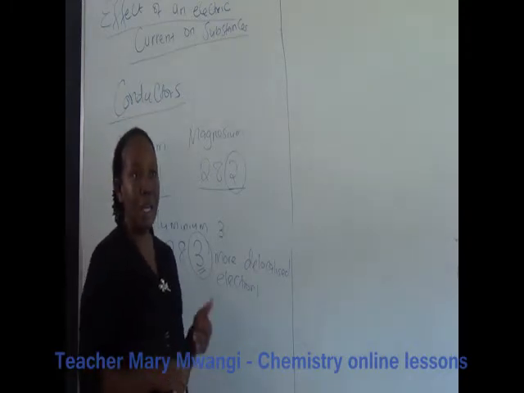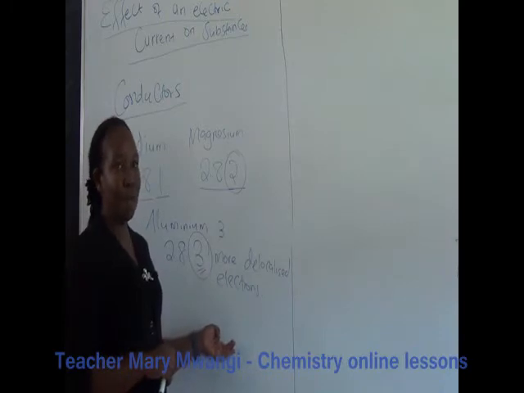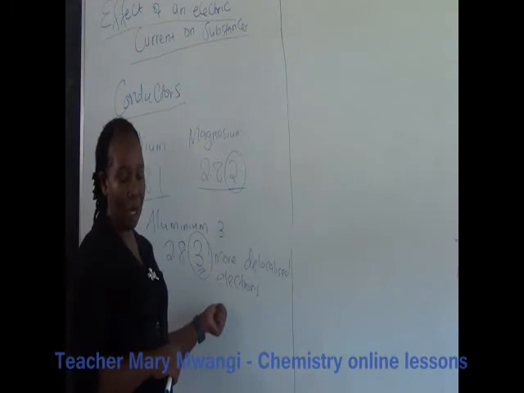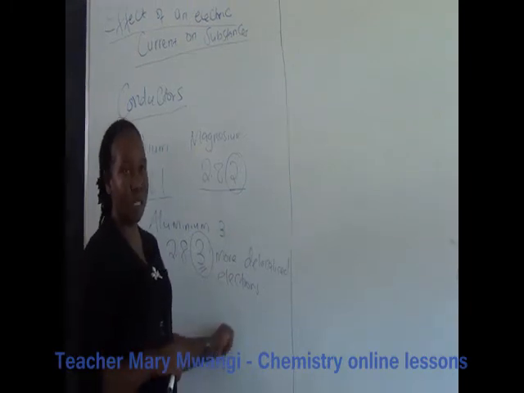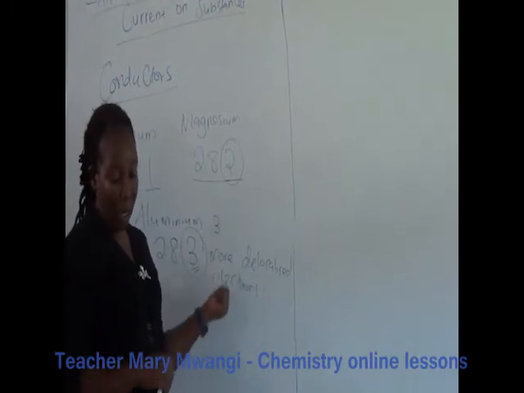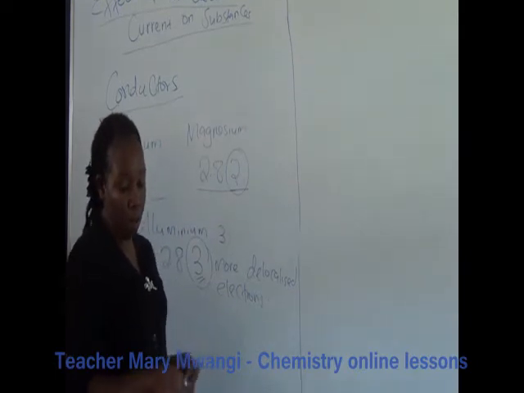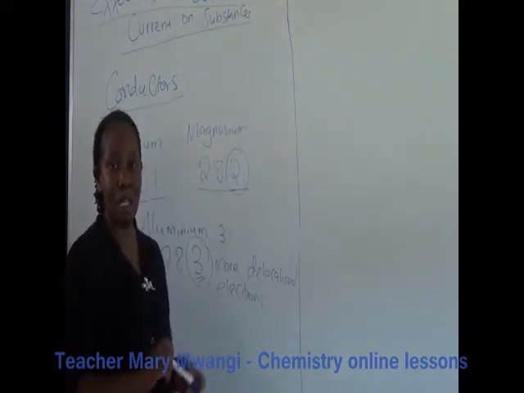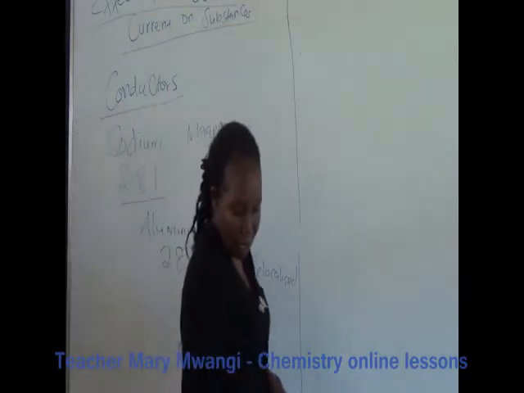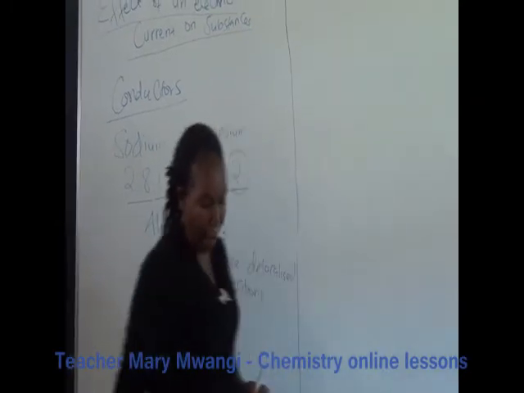Now, how do we carry out the experiment to investigate whether sodium chloride will conduct electricity in its molten state, or lead bromide will do so in molten state? So we are going to draw a simple setup here also to show how we investigate the molten substances and how they will conduct electricity in their molten state.